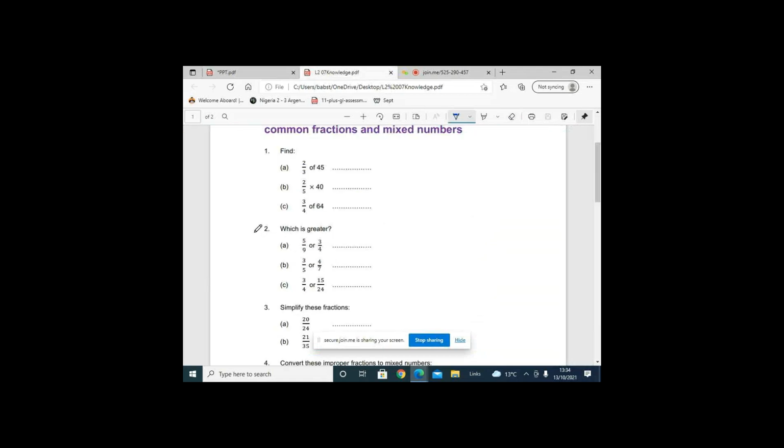So I'll give you this one to try now. Can you try this one, please? Which one is bigger, or greater, between A, B, C? Just answer for A, for B, for C. The question 2.